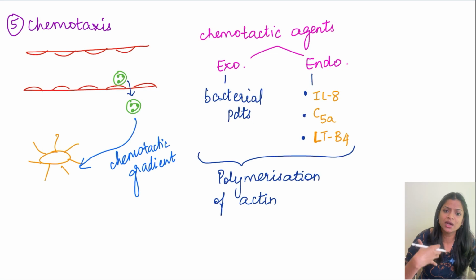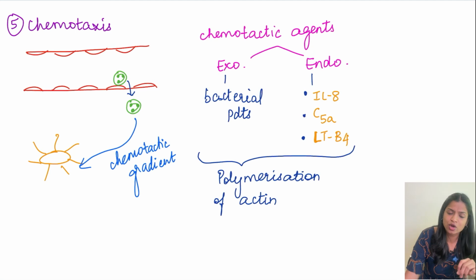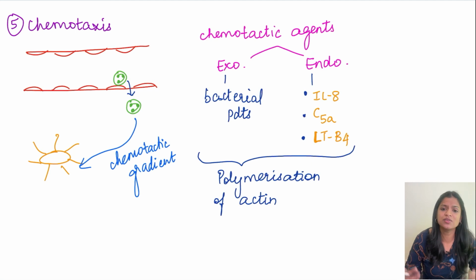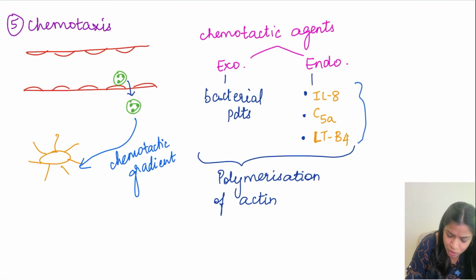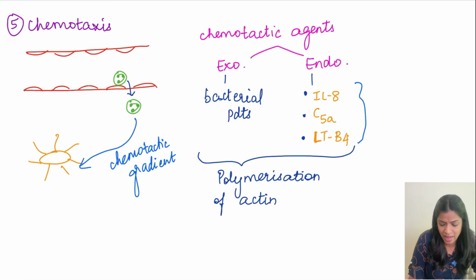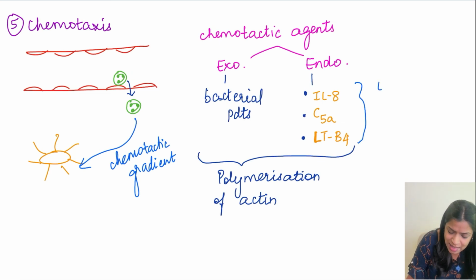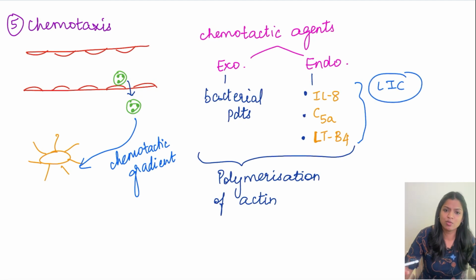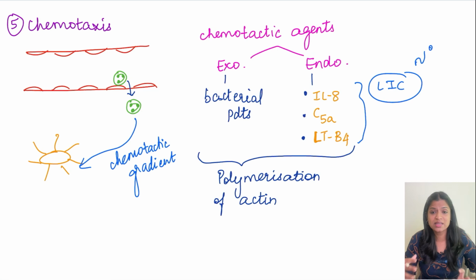So what are the agents which are inviting these WBCs to the site? These are called chemotactic agents. They could be either exogenous or endogenous. Exogenous, when they are bacterial products, so the bacteria itself will secrete some toxins that are going to invite the WBCs to the site. Or endogenous products like the chemical mediators interleukin 8, complement factor C5a and leukotriene B4. So remember this as LIC. These are the most important chemotactic factors for neutrophils. So when these chemotactic agents are being released at the site of injury, they are going to act on the neutrophils and invite them to this place.